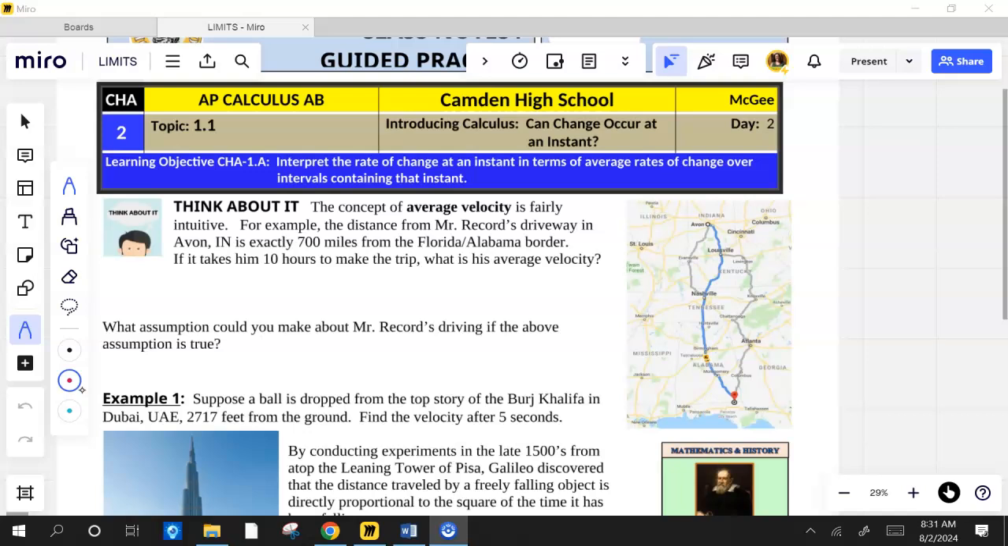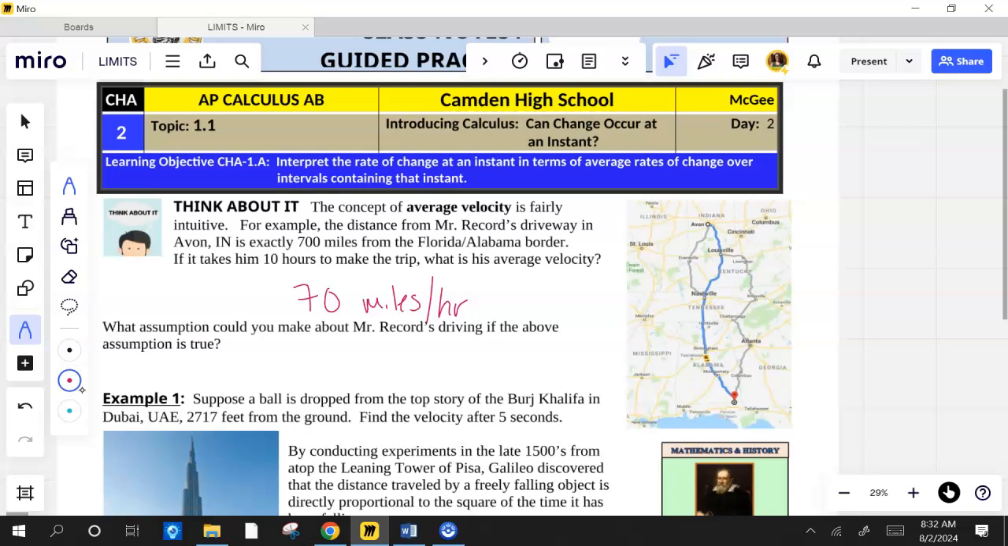What can you say? First of all, what is velocity? We can think about that like speed, right? So what's his average velocity or his average speed as he goes? So we can assume that it's 70 miles an hour, right? How did you do that? What you've really done is found what we call an average rate of change.